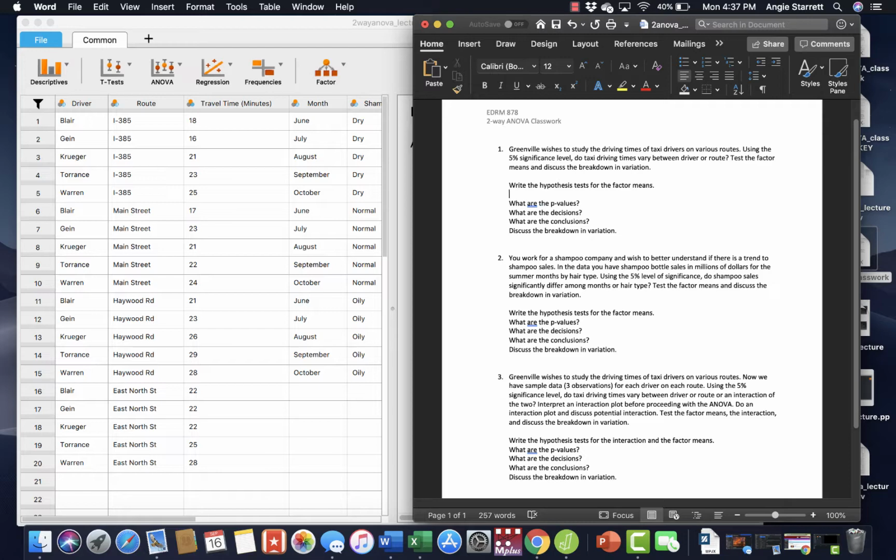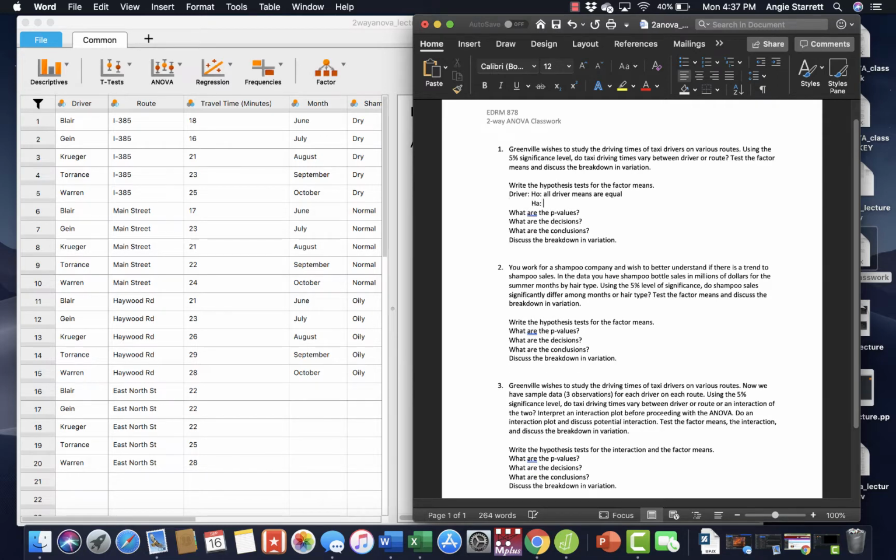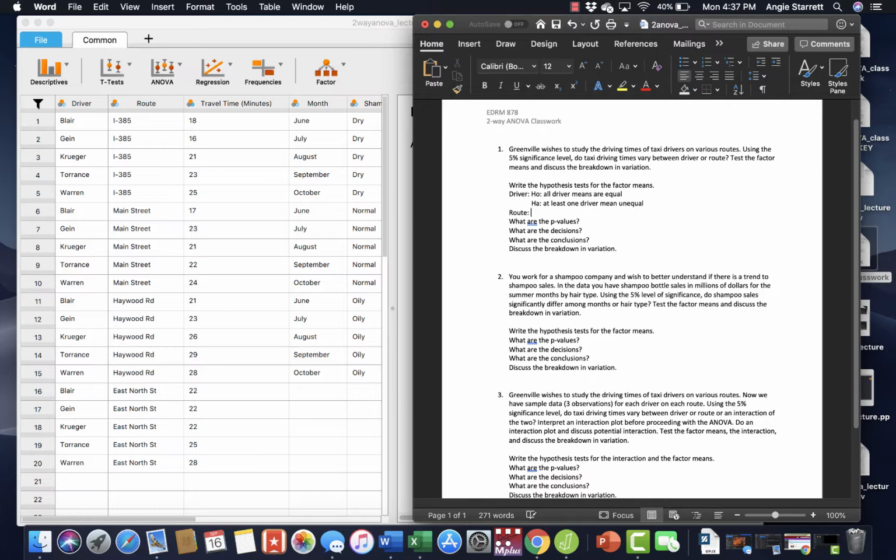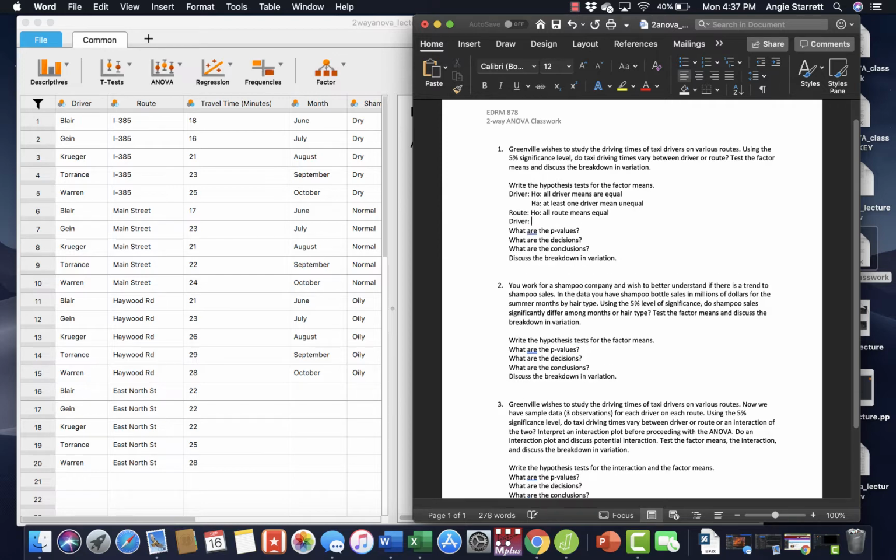So the first one we're going to have is a hypothesis test for driver. So we're going to have a null that says all driver means are equal, and an alternative that says at least one driver mean unequal. And then we have our route factor of all route means equal, and an alternative of at least one route mean unequal.